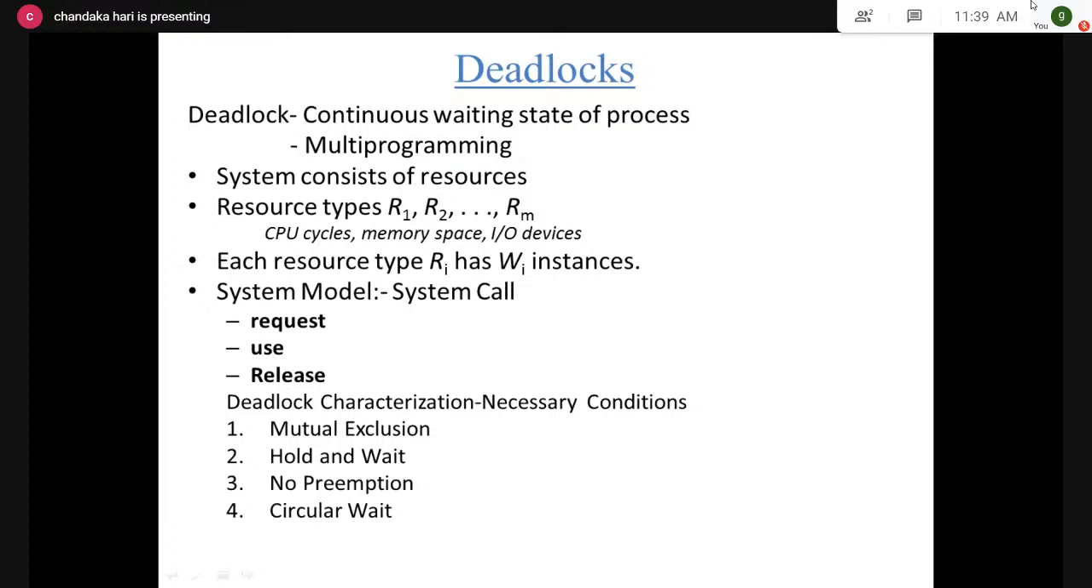Non-shareable in the sense that the resource is going to be used by only one person at a time. If any other person is trying to use that resource, that person is kept waiting. There may be a chance that the wait state is not going to change forever, and this particular situation is called deadlock.